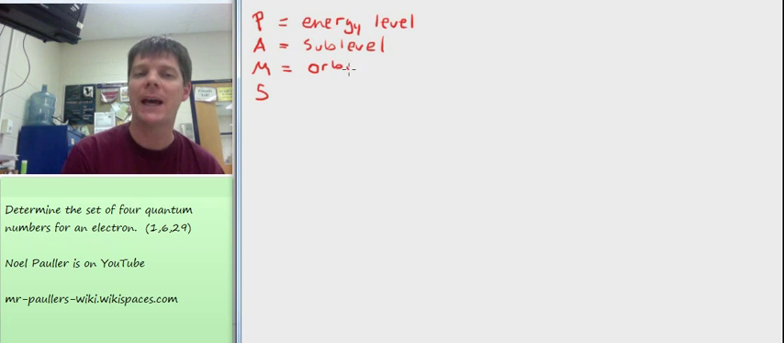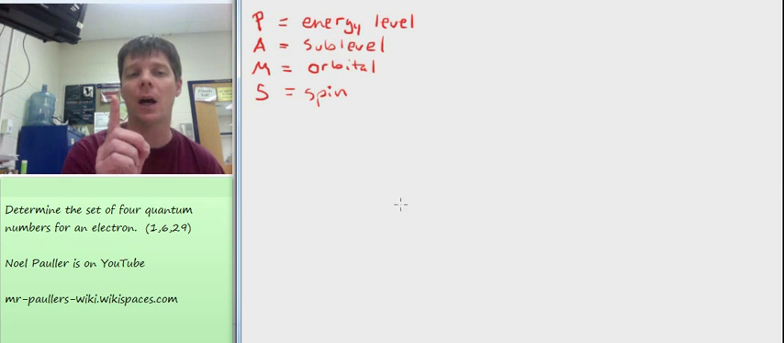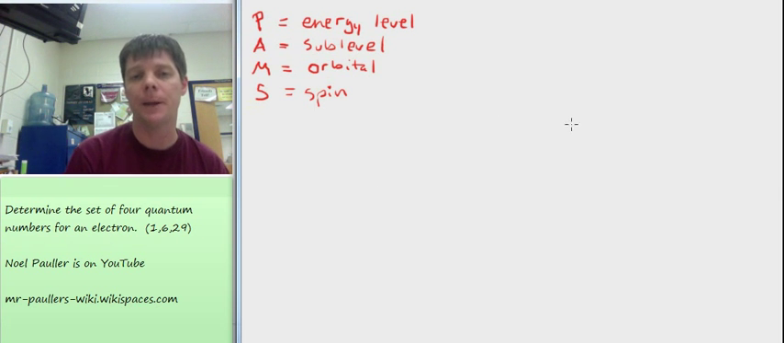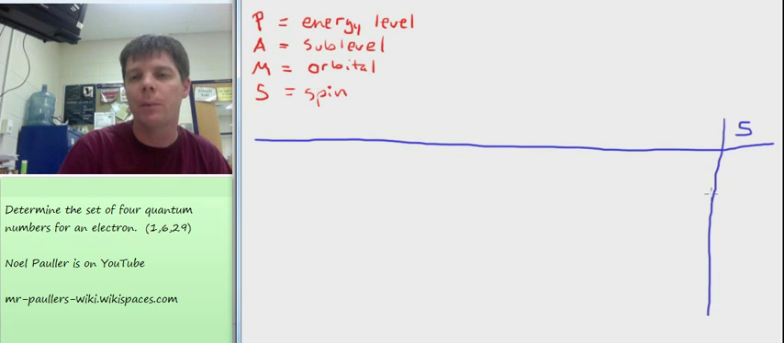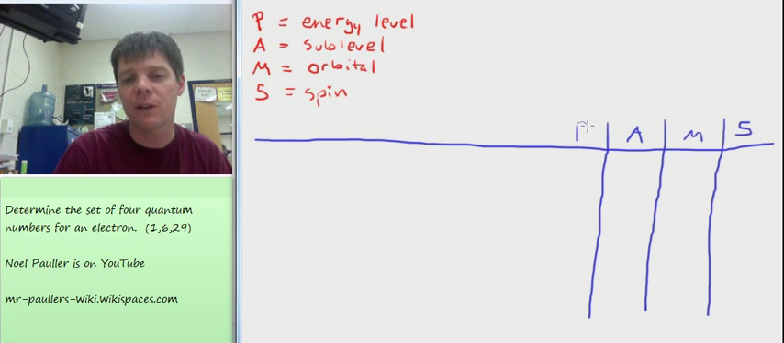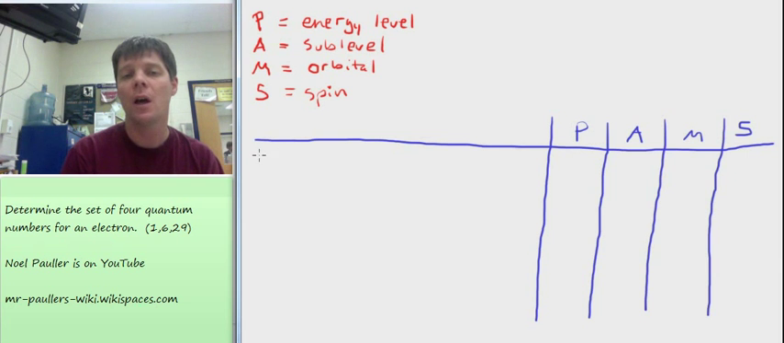M is for magnetic. This is telling me which orbital is an electron placed into. Finally, S is for spin. This is telling me if I have an upspin or a downspin electron. Now, as we consider the process of determining quantum numbers, I want to go ahead and draw a table here, and I'm just going to skip forward a little bit so we can fill this in. We have S for spin, M is for magnetic, A for angular, and P for principal. So these are, again, the 4 quantum numbers that can describe the position of any electron.